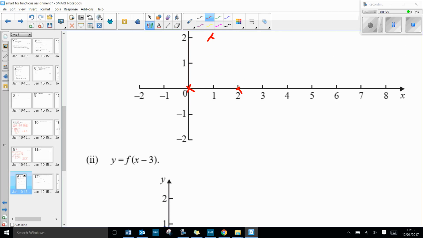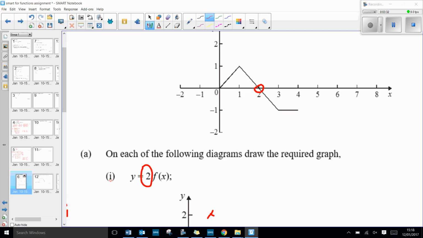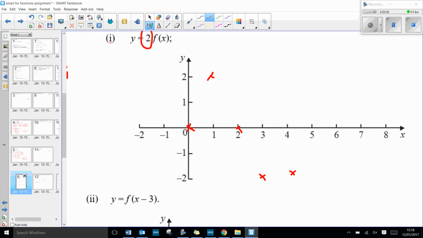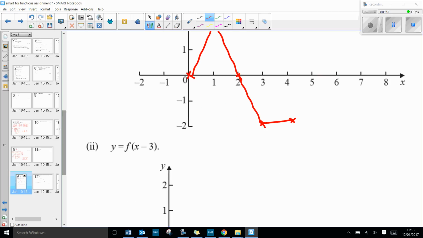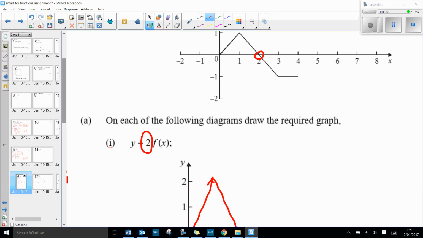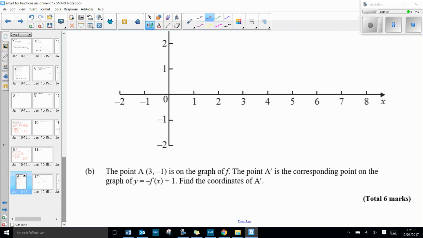And for 3, -1 and 4, -1, they would go to 3, -2 and 4, -2. Okay. For f of x minus 3, this indicates a horizontal shift 3 units right. So the whole graph is going to shift 3 units to the right. So instead of going through 0, 0, it's going to go through 3, 0.